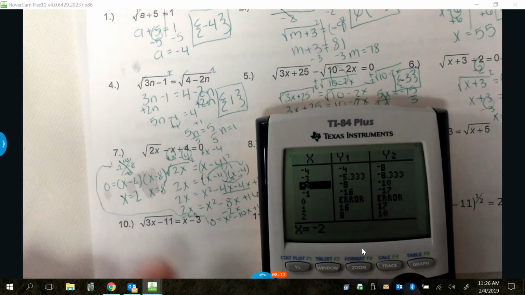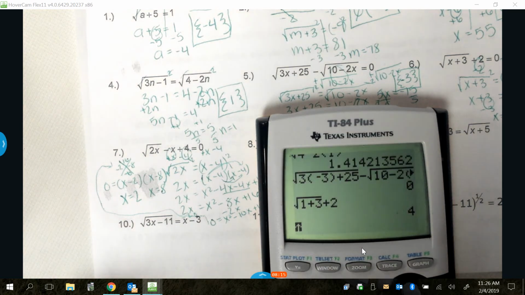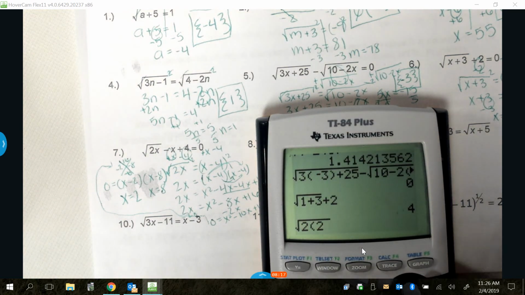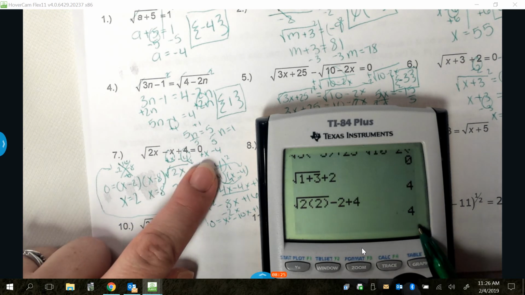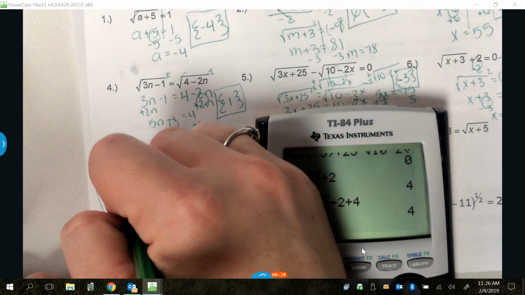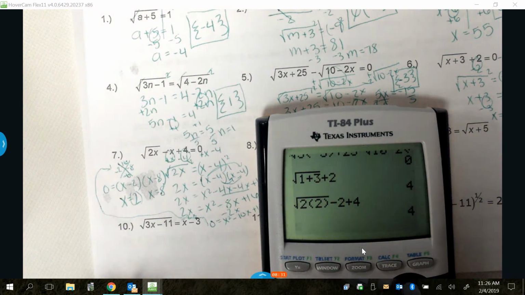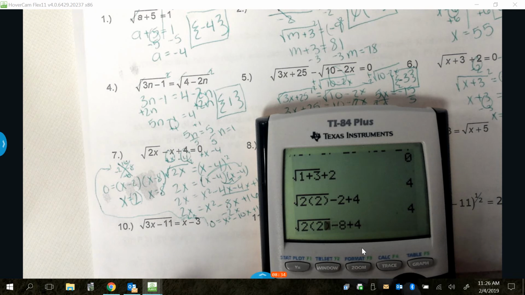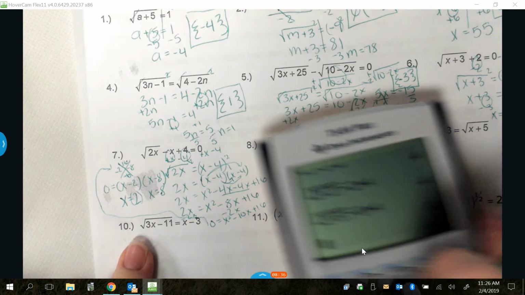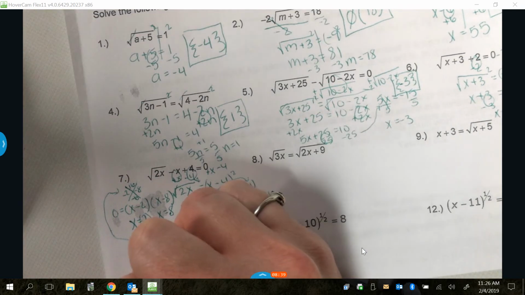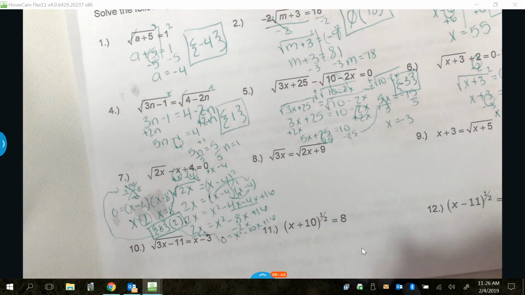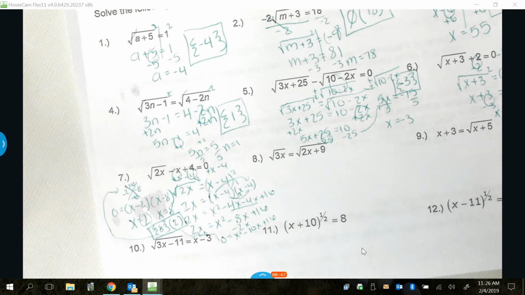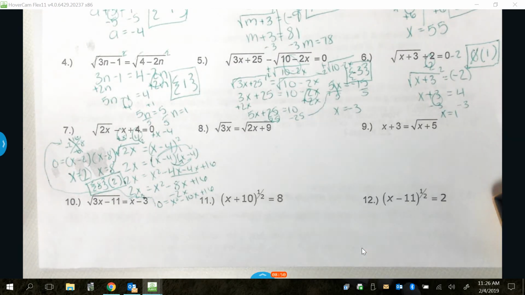So when we plug them in, square root of 2 times 2, minus x, which is 2, plus 4, should equal 0, and it doesn't, so that's extraneous. And then redo that, but with 8 instead of 2, and that does equal 0, so that is a solution. So it's going to be written {8}. Do not put the no solution sign, because technically there's a solution of 8. Okay, I've had a lot of people trying to put the no solution sign there.